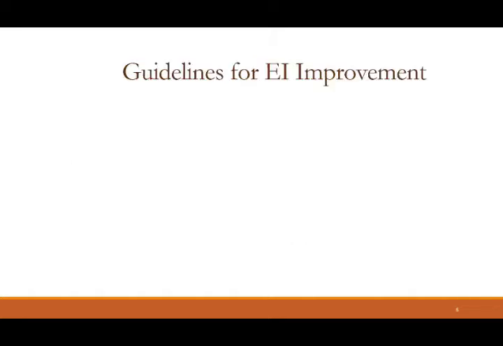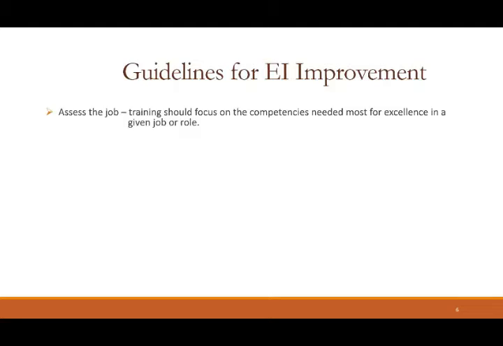Now, when you're mentoring or coaching for emotional intelligence competencies improvement, you may be faced with a subject with multiple areas of deficiencies, like Dr. Jackson. So you have to look at this in an orderly fashion. First, assess the job. Focus on the areas that impact the job most directly and start with one, preferably, or at the most two areas to improve.